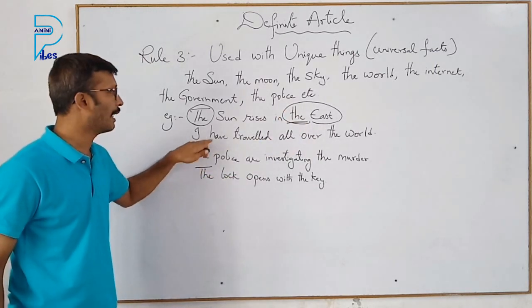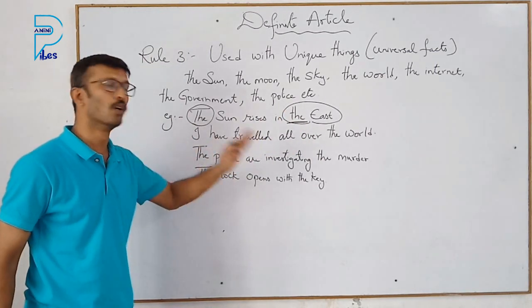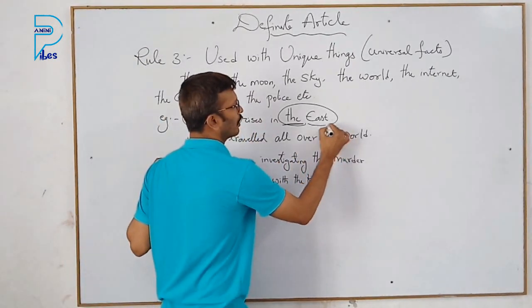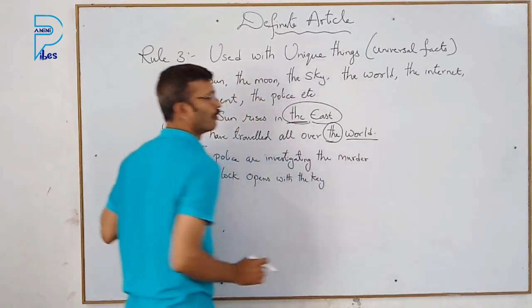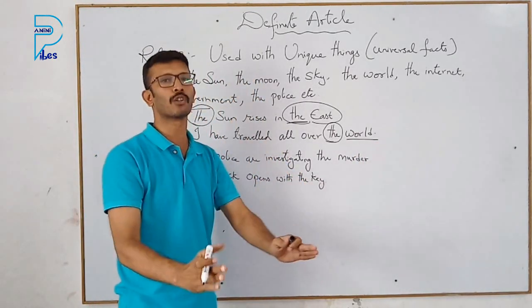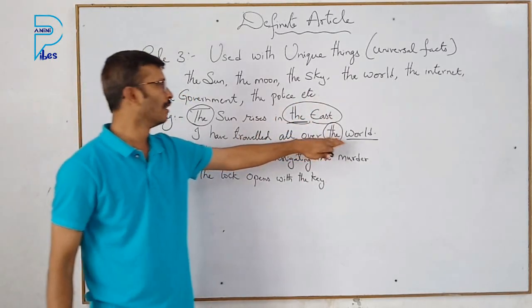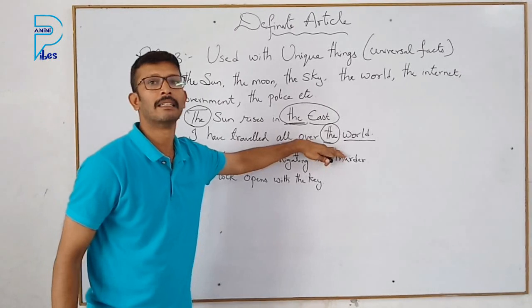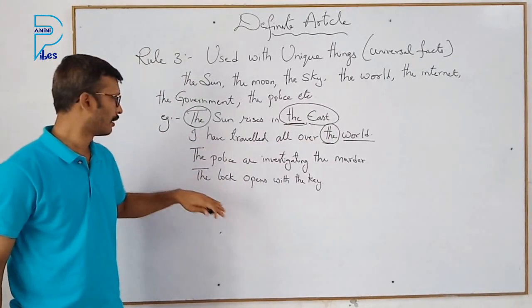The same way, I have traveled all over the world. अब यहाँ पे the world definitely use किया जाता है. That is, it's a basic rule in English language. That is, for the unique thing, we have to use the definite article the in front of it.